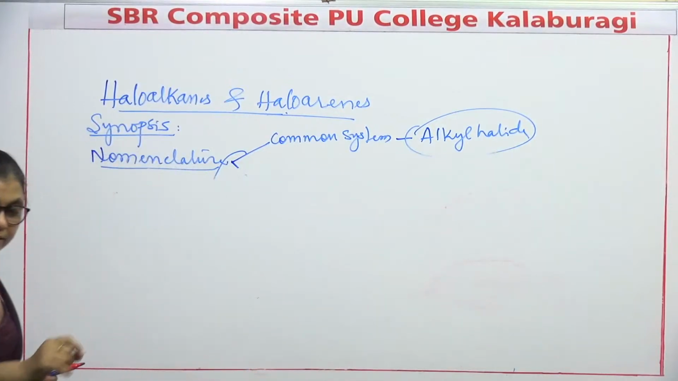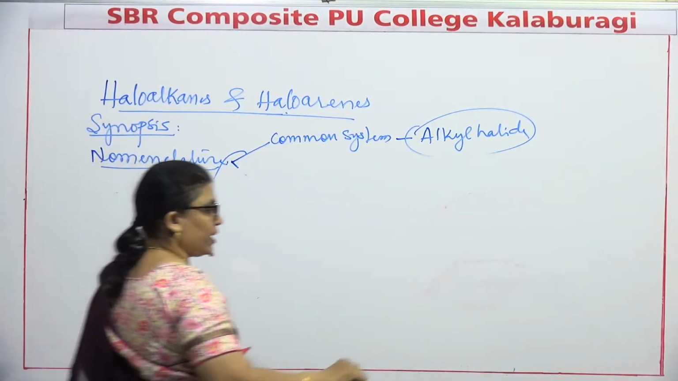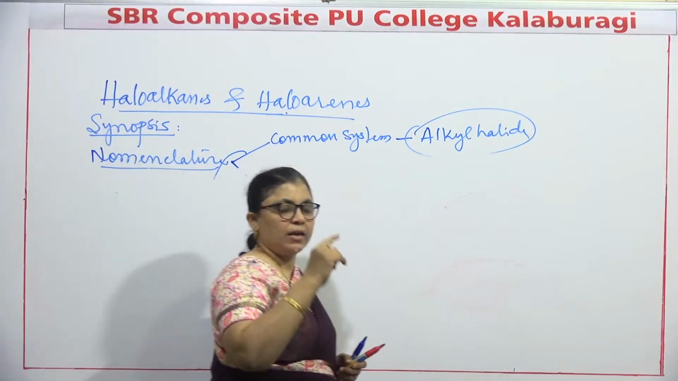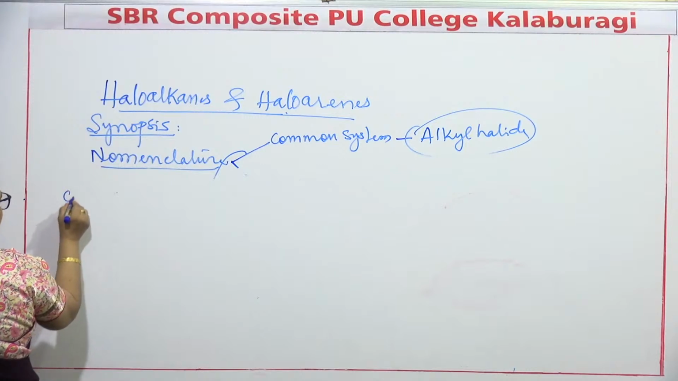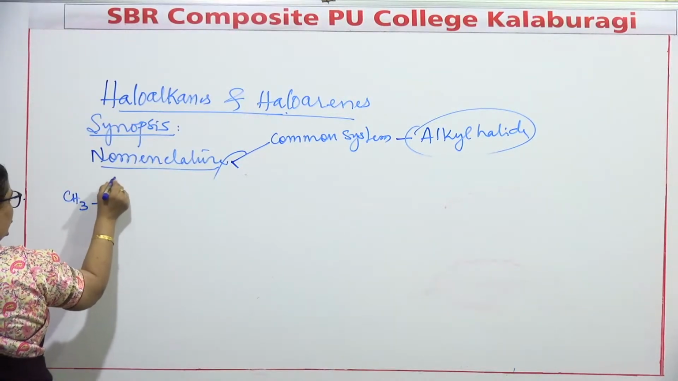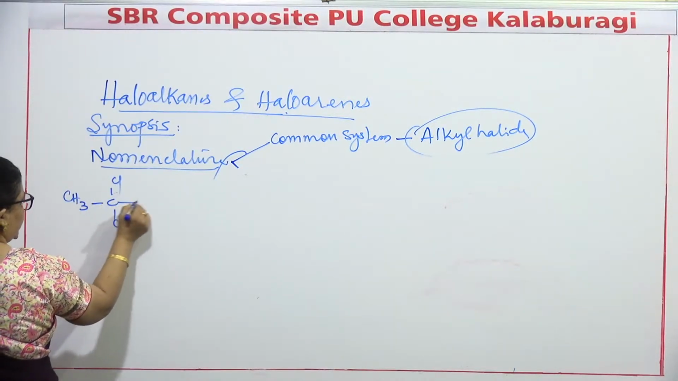Now, as I said, when Br is linked to a secondary carbon atom, you call it secondary butyl bromide. Don't think that only Br; we can take fluoro also, any of the halides.